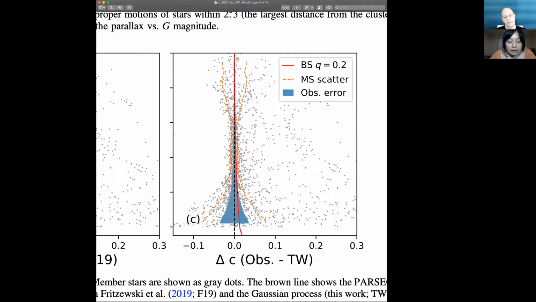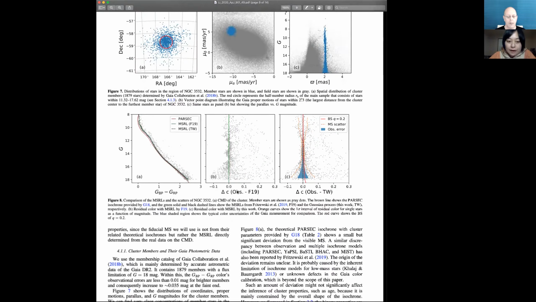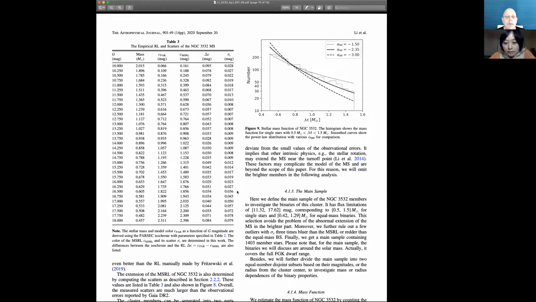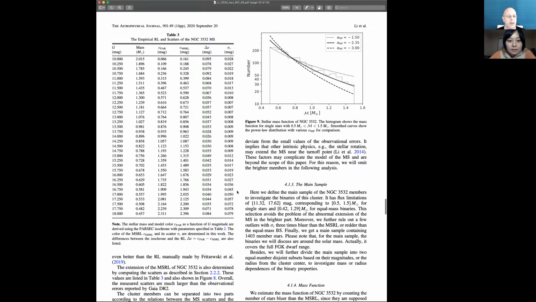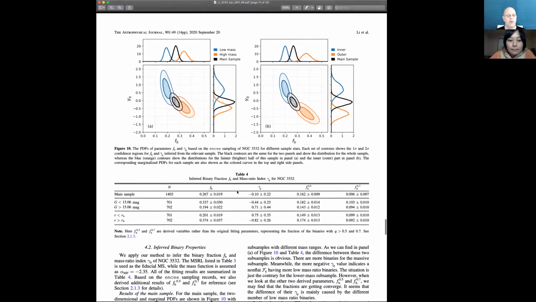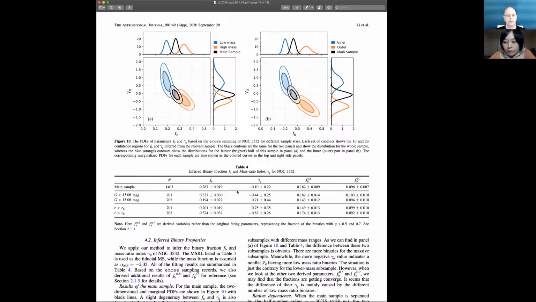We go to the fitting result of NGC 3532. Table 3 is the empirical ridgeline and the scatter we found. We listed the result in Table 4. Let me slide to Table 4 and Figure 10. Here we go, Table 4.